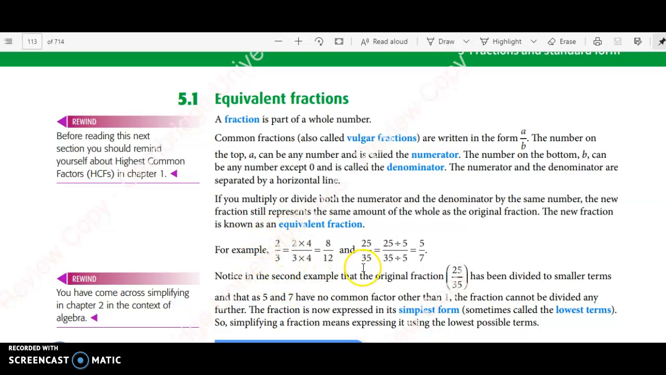And then if we divide, for example, we have another fraction here, 25 out of 35. We divide by the same number. Here is the same number is 5. So we divide 25 by 5, 35 by 5. We have 5 out of 7. So 25 out of 35 is equal to 5 out of 7.